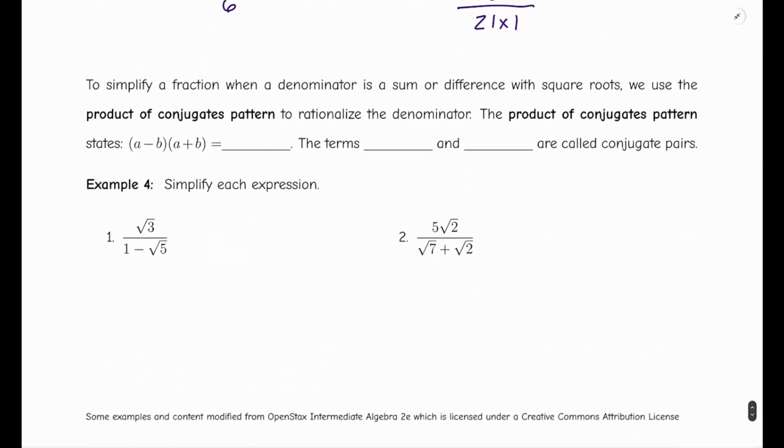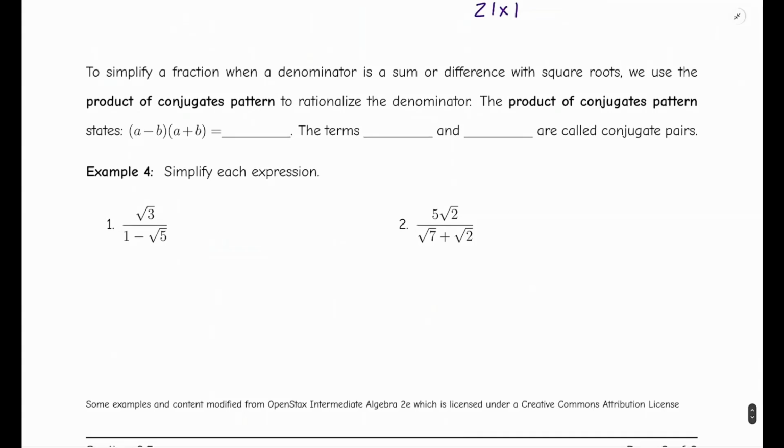To simplify a fraction when the denominator is a sum or difference with square roots, we use the product of conjugates pattern to rationalize the denominator. The product of conjugates pattern states that a minus b times a plus b is a squared minus b squared. The terms a minus b and a plus b are called conjugate pairs. Example 4. Simplify each expression.